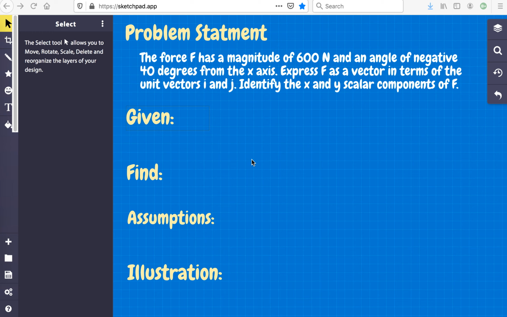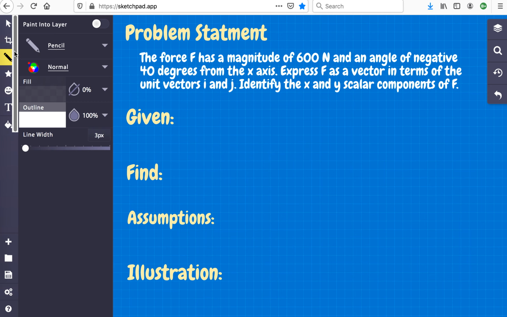Express F, so this is part of the find that we're looking for, as a vector in terms of unit vectors i and j. So there's already some understanding and assumptions outlined in this that will come later. And we want to identify the x and y scalar components of F. It's not a very difficult problem or complex at this level, but it does pose some interest. So let's start to solve this and let's start writing this out.